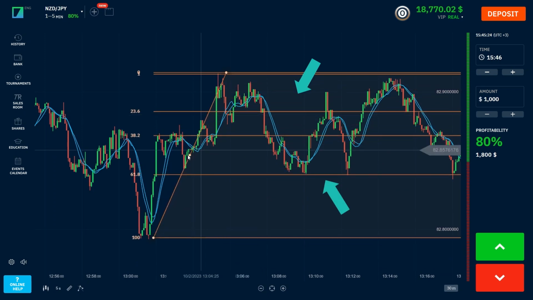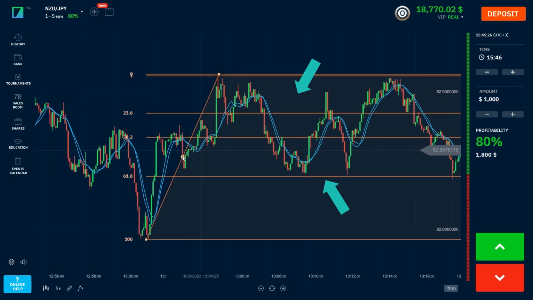You can also see a double confirmation for a potential upward trend. First, the asset rebounded from the 61.8% Fibonacci level, indicating growth. Second, it crossed the indicator line on the chart.